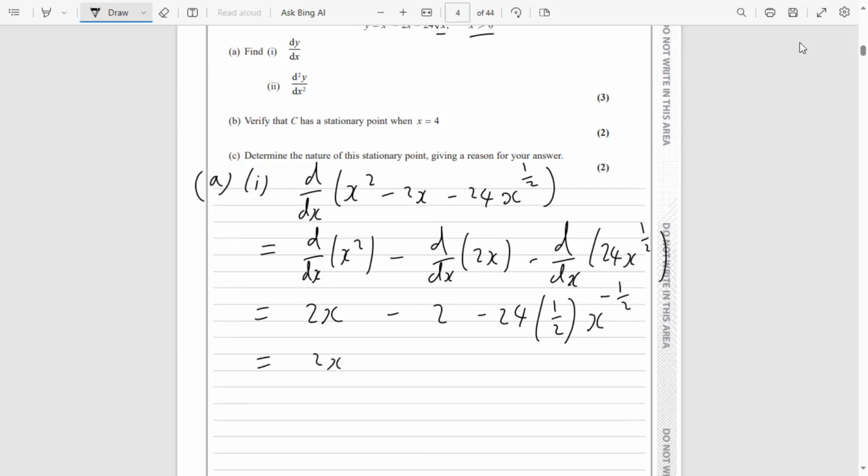So you've got 2x, then take away 2, and then 24 times half. Half of 24 is 12. You get 12 there, and then x to the minus half. So that's going to be our final answer for part 1 of part A.